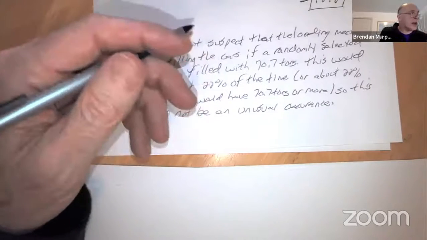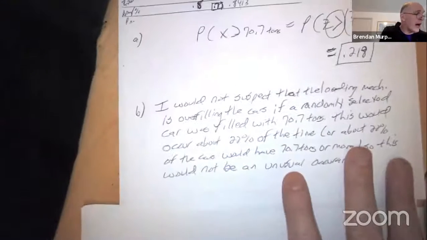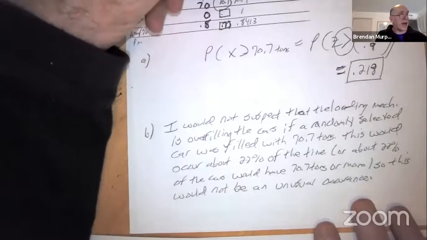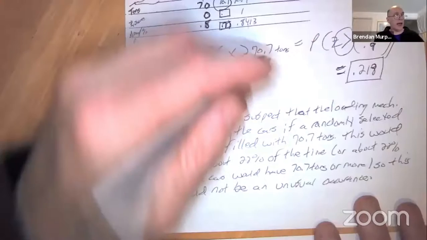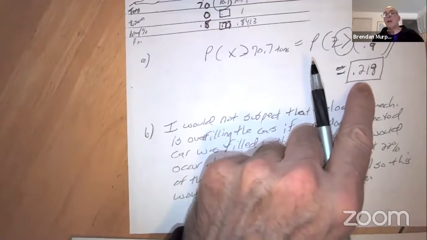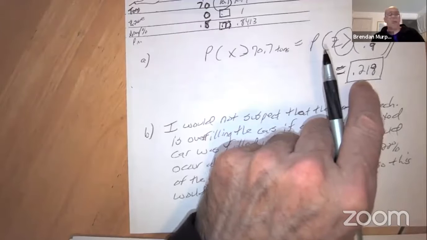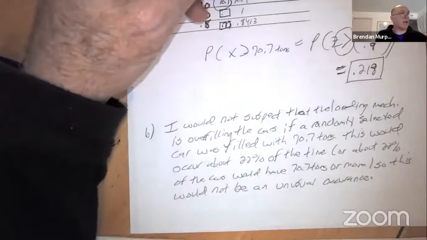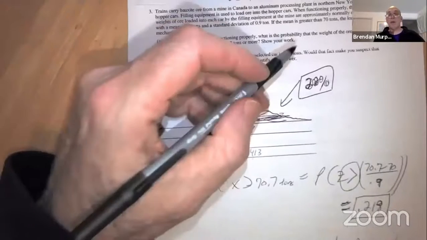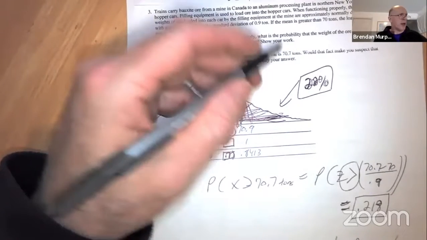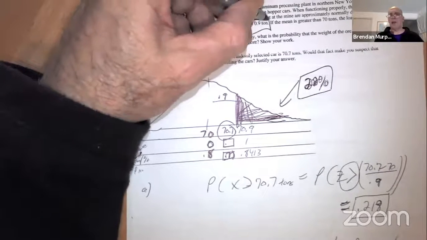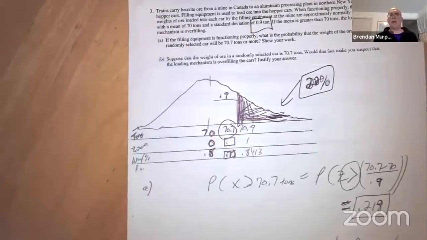So we know that it's going to, at times, overfill the cars, right? That 70.7 tons is going to happen around 22%. Again, I've just rounded this 0.218. We don't think that's that rare. So clearly at 70.7 tons, we have overfilled the car. But we know that we're putting in 70 tons and it's got a pretty big standard deviation. So we don't think it's that rare.